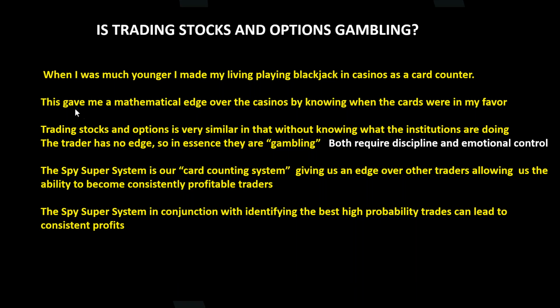So by doing this gave me a mathematical edge over the casinos by knowing when the cards were in my favor. So how does this relate to trading stocks and options? Well, trading stocks and options is very similar in that without knowing what the institutions are doing, the trader has no edge. In essence, they're gambling. So if you don't have an edge, you're gambling. And you don't want to be gambling. You want to have an edge.